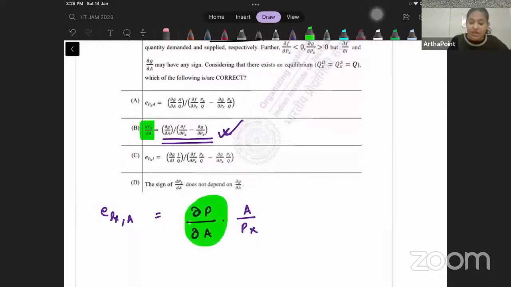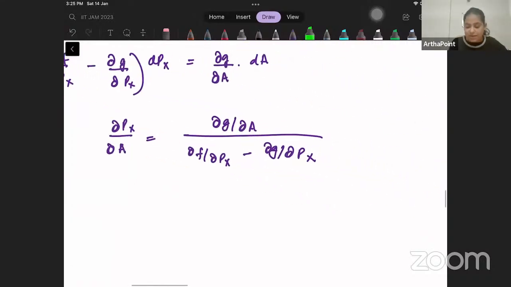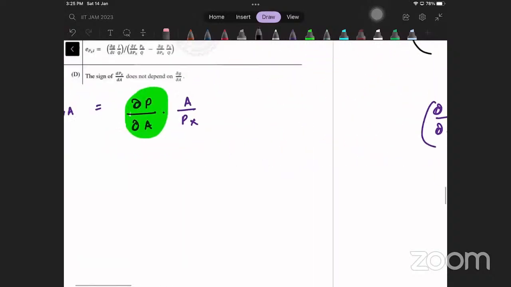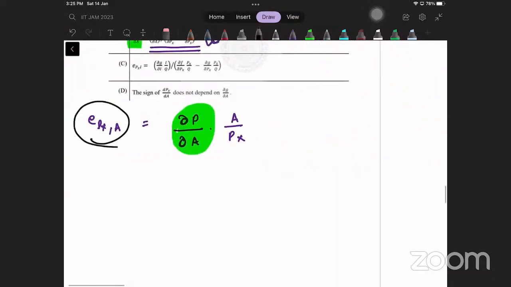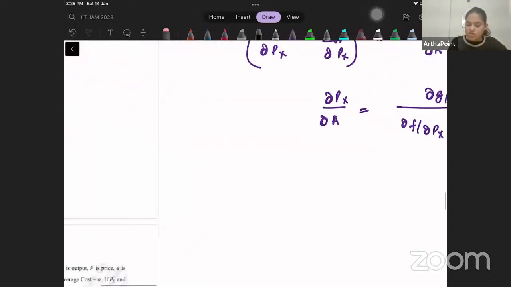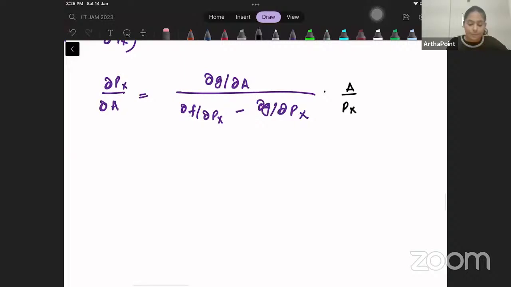I have already found this one. Here, this is what the value is. So I can easily multiply this by A by Px. And if I multiply this by A by Px, I have been able to get the value of elasticity. So I get that value. So just multiply it. This is my answer.